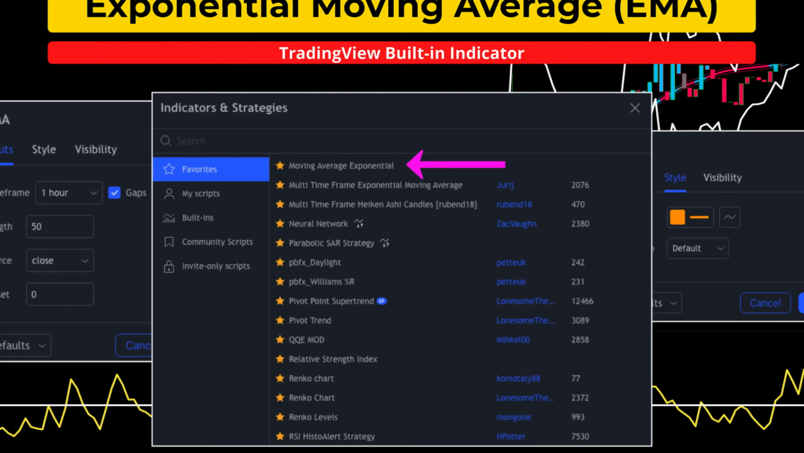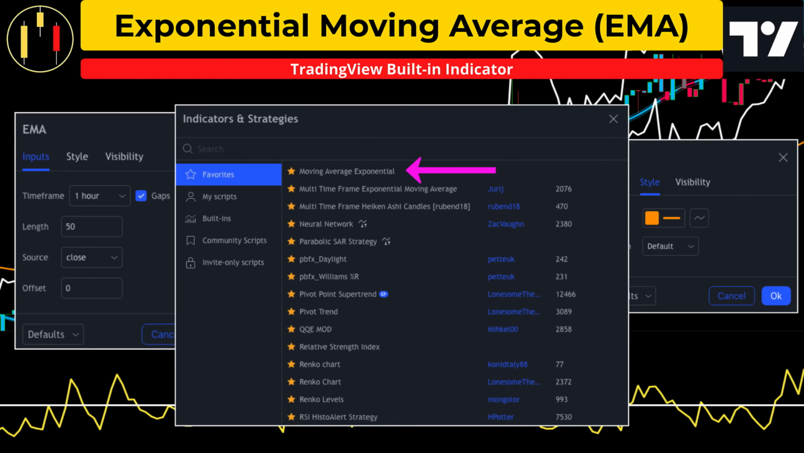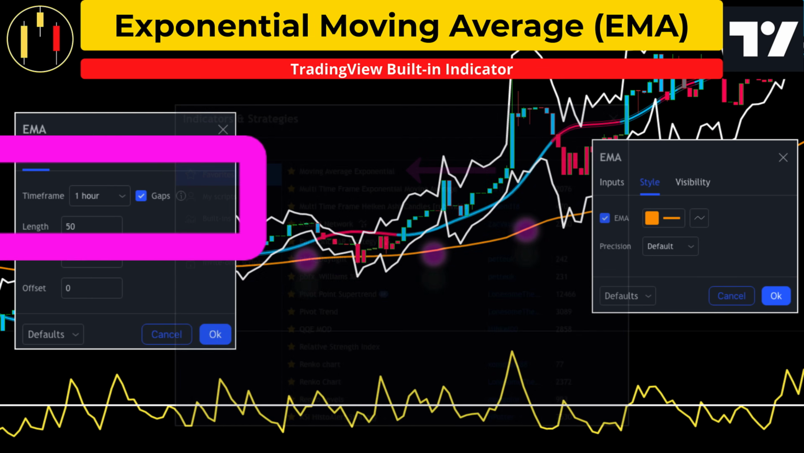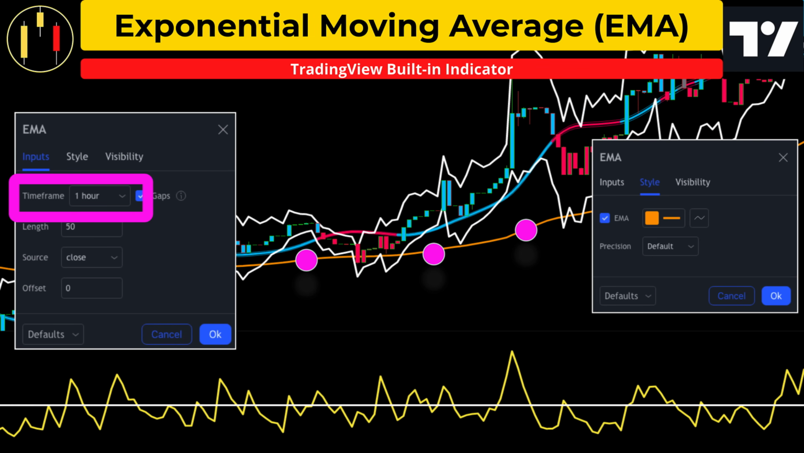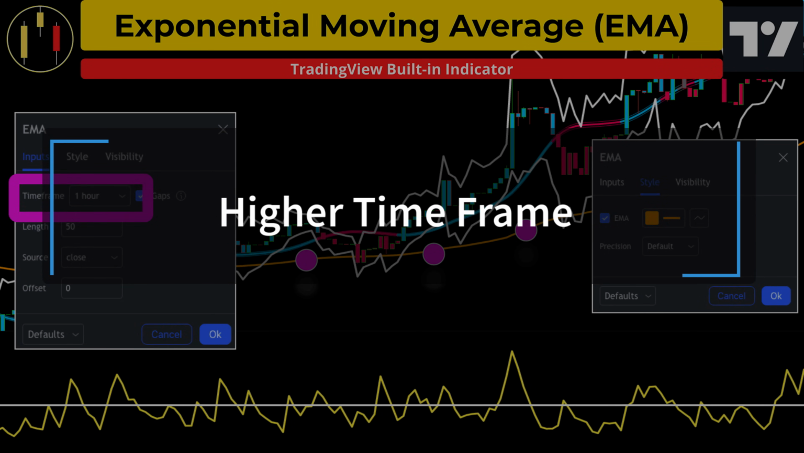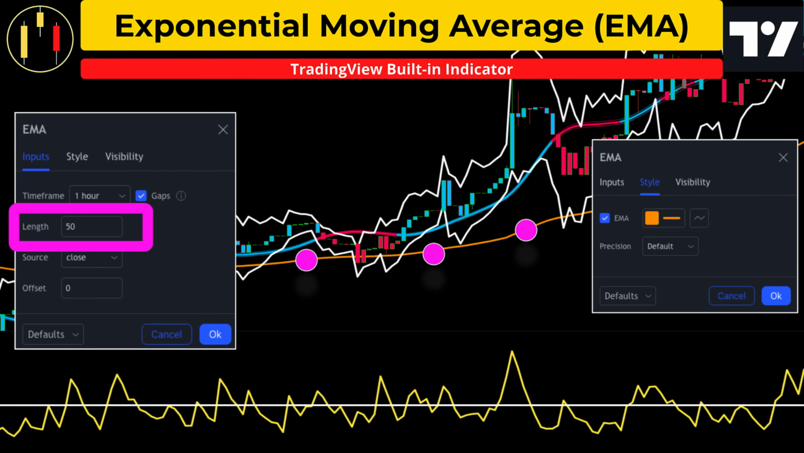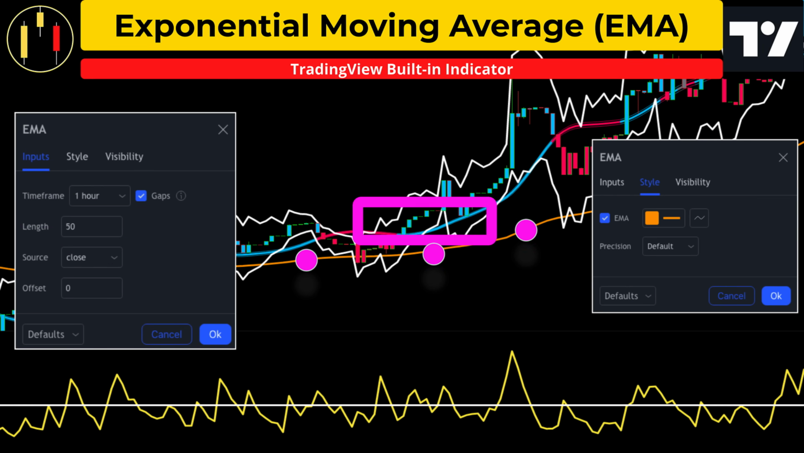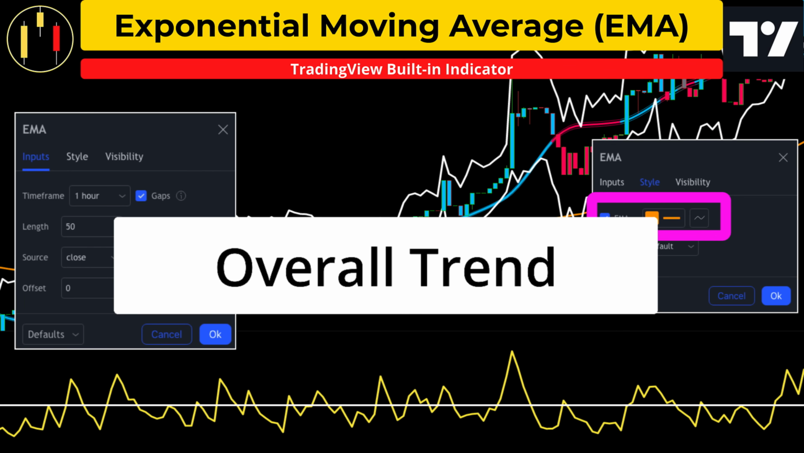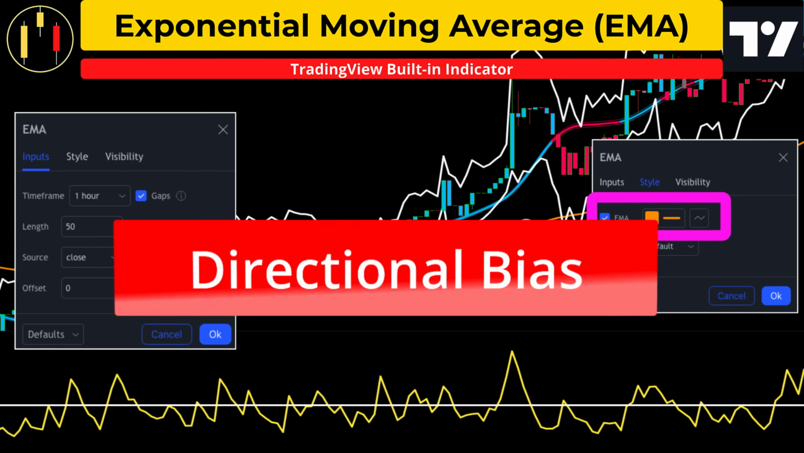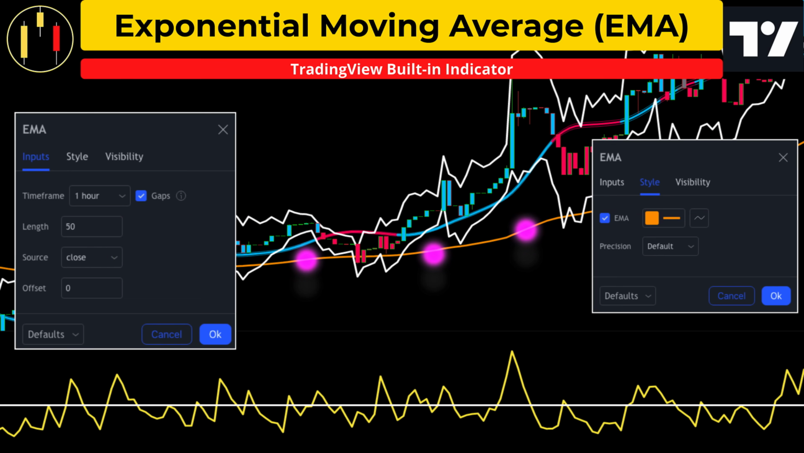The first indicator is the exponential moving average, or EMA. I am going to set the time frame to 1 hour, which will be a higher time frame than the one we will be trading on. In addition, the length will be set to 50 and the color will be orange. The higher time frame EMA will provide overall trend direction in this scalping system.